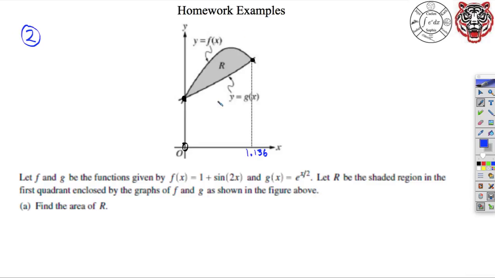They usually are. So now we set up our integrals. We say R, that area, is going to be equal to the integral between 0 and 1.136. You just have one line that you have to write. And what we want to say is the top function minus the bottom function. So top function is f of x minus g of x. Don't forget brackets. Don't forget your dx.